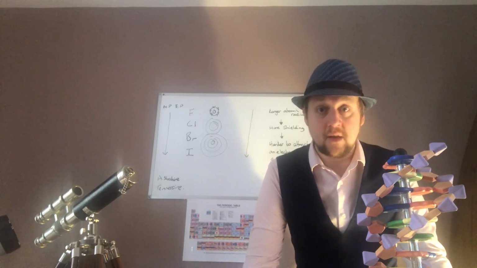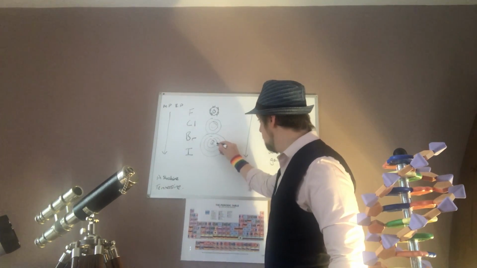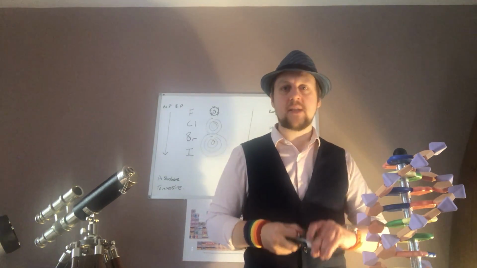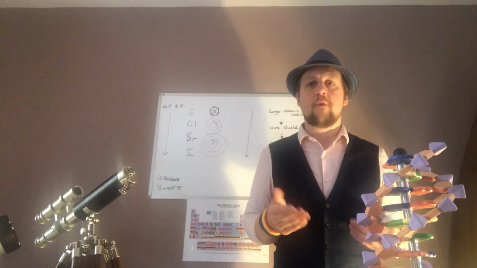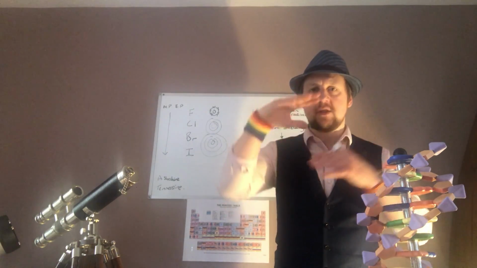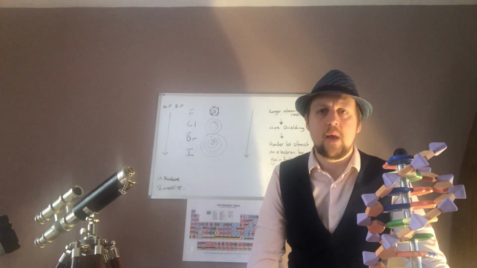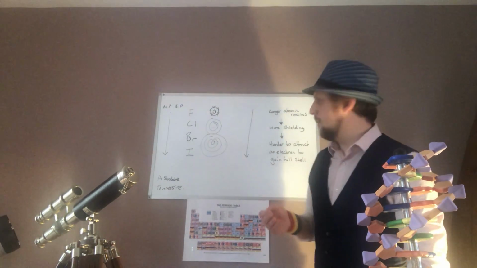Also, the atomic radius, the distance from the middle to the outermost shell, also increases as you go down, which again makes it more difficult for the nuclear charge to have an effect in terms of holding on to the outer electrons. Okay? So I want you to keep this in mind.